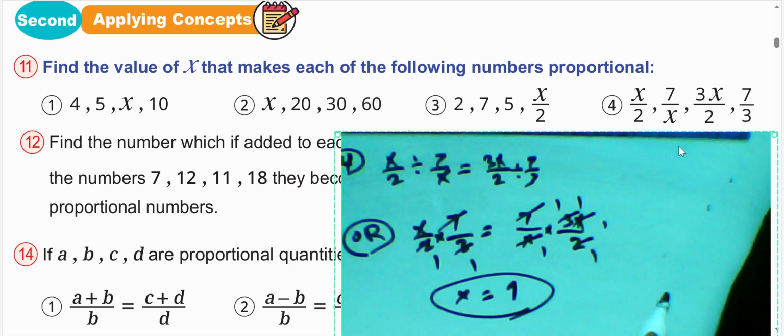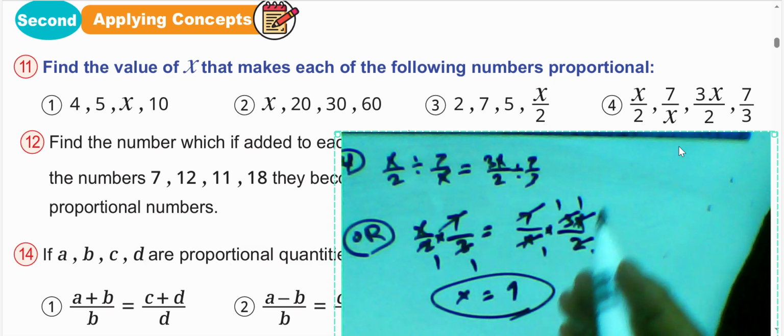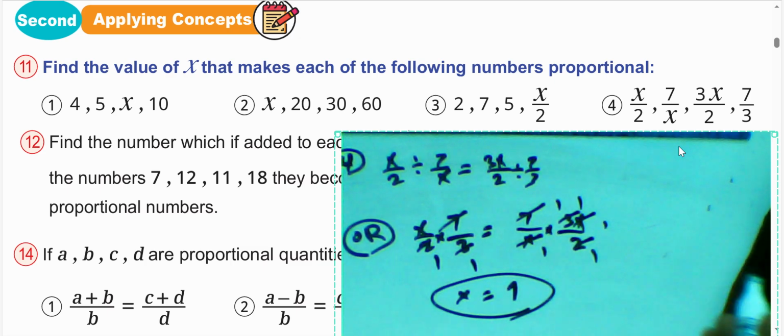The value of x will be 1. Understood? Half, and here's 7 over 2, 3 over 2. We can simplify 3 by 3, half, and 7. And then the value of x will be 1.